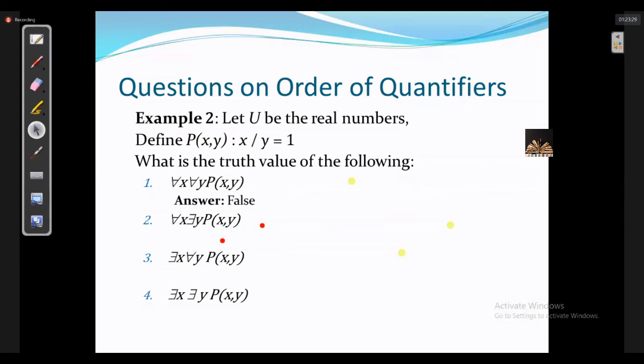Second one, for all x, there exists y, P of x y is true or false? It is also false. There exists x, for all y, P of x y is also false. There exists x, there exists y, P of x y. Yes, some x, some y is true. Okay, note down.